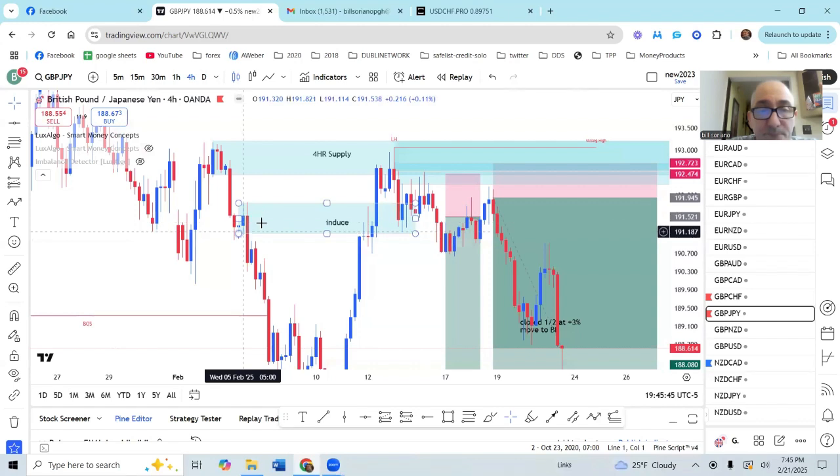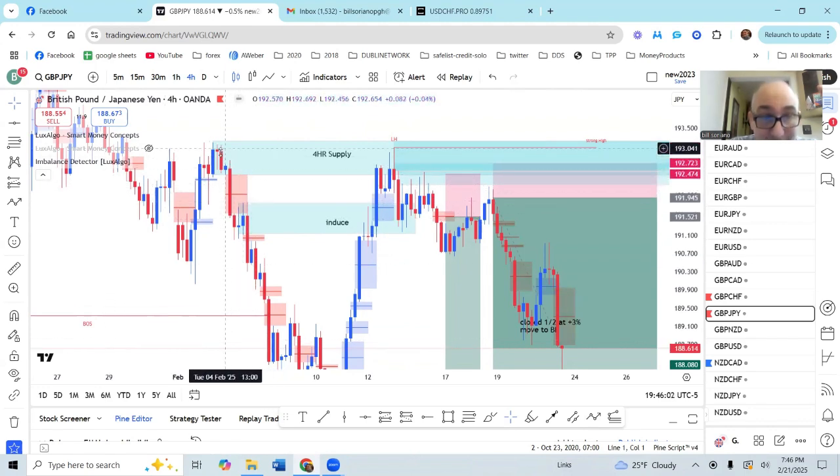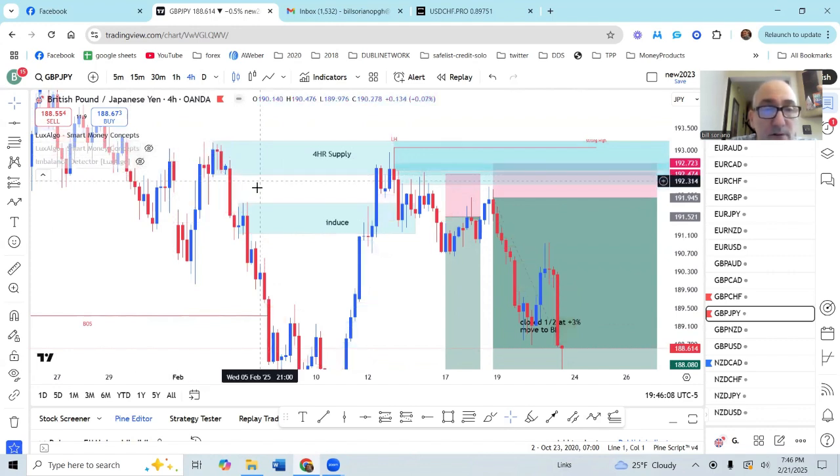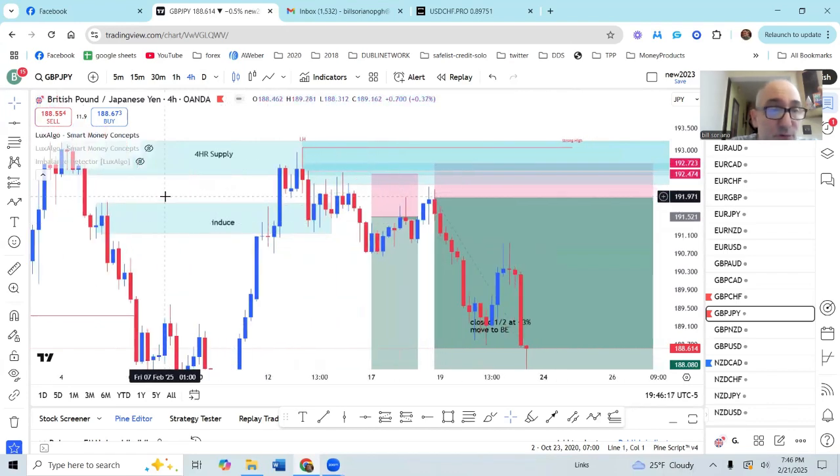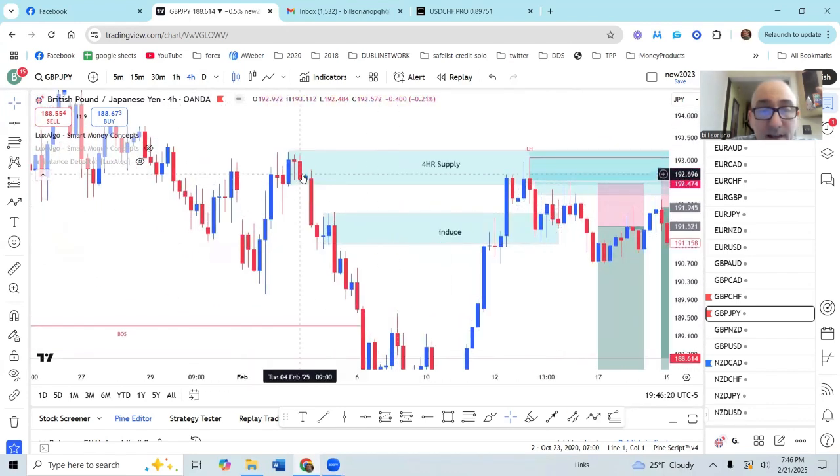We had this supply zone here, which we kind of figured was going to be inducement because there was a lot of imbalance right above it. All this imbalance here, if we turn on the imbalance detector, you could see this huge imbalance. Some of it got filled here with these wicks, but most of it was still open at the time. And then we had this supply zone up here. Again, for the supply zone, you'd actually use this blue candle right here to define it, but because you have all these wicks higher up here, you have to make it a little bit bigger.